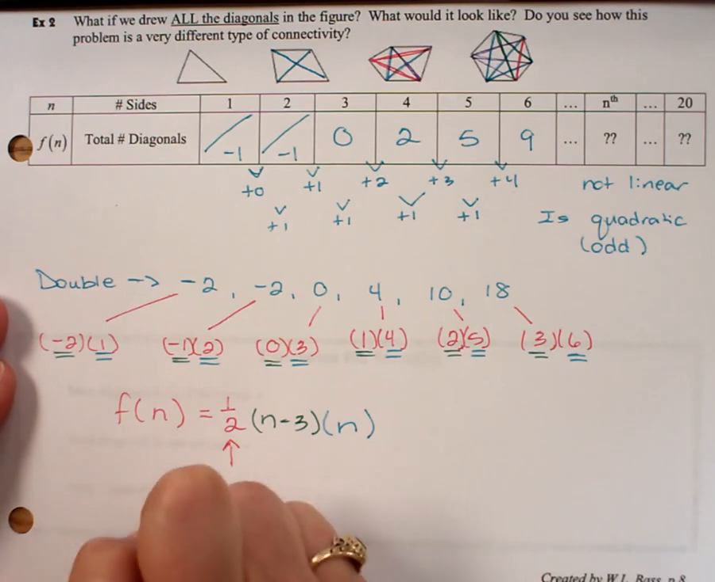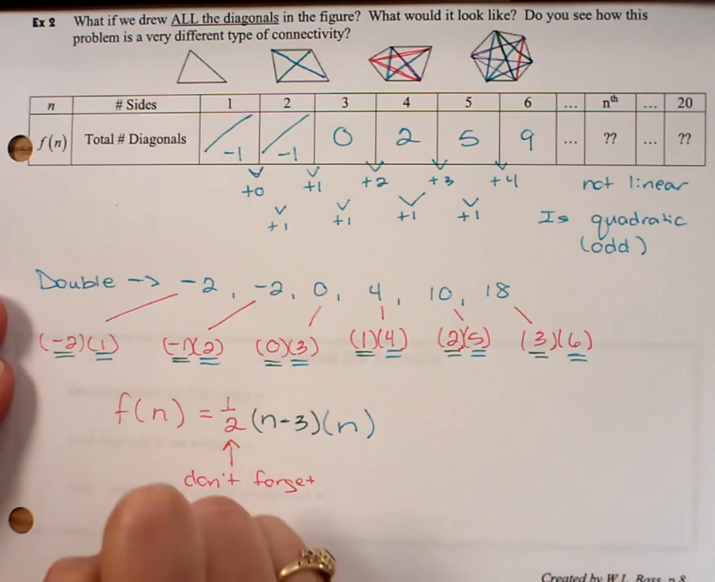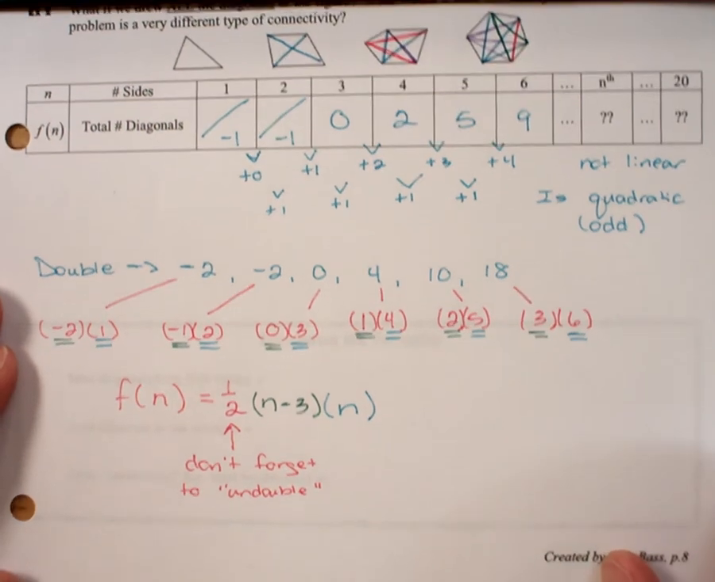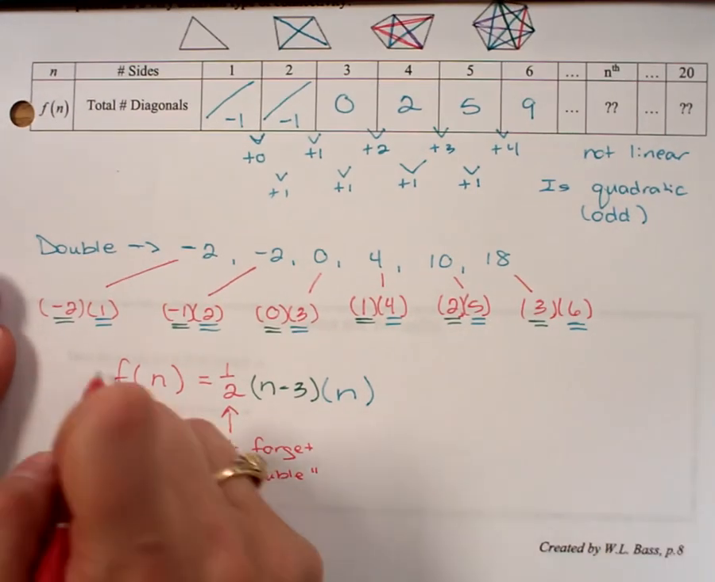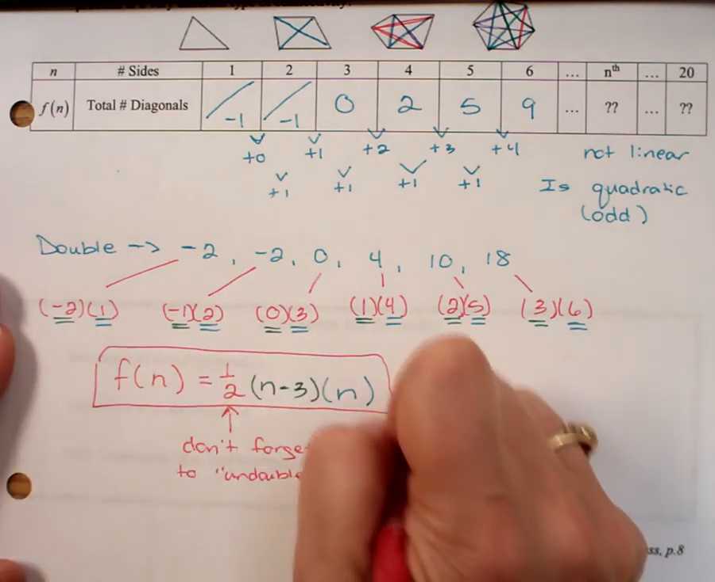So we can write ourselves a note. Don't forget to undouble it. I know that's not a proper word, but it's a good way to think about it. Don't forget to undouble. So this is our rule to find total diagonals.